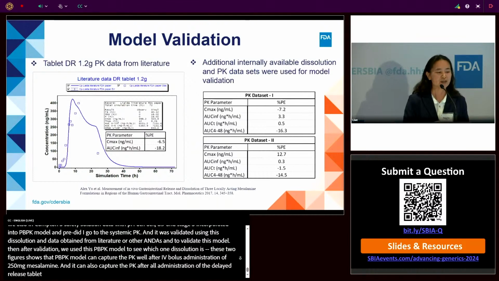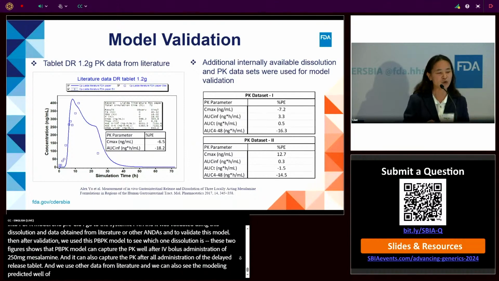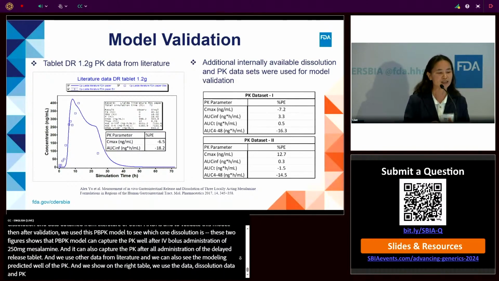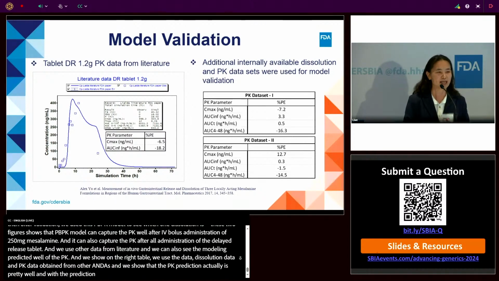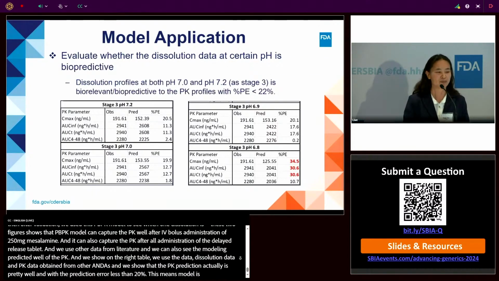And we use other data from literature, and we can also see the modeling predicts the PK well. As shown in the right table, we use the dissolution data and the PK data obtained from other ANDAs, and we show that the PK prediction is actually pretty good, with the prediction error less than 20%. This means that the model is validated using these additional data.